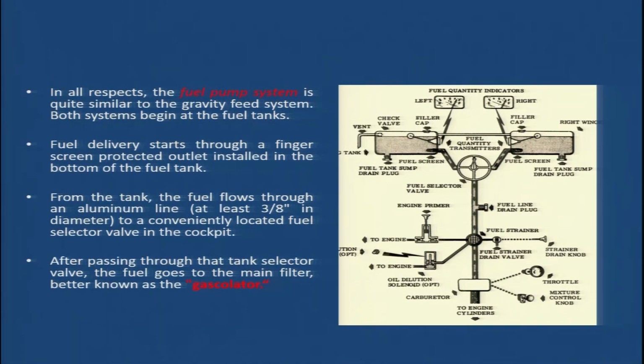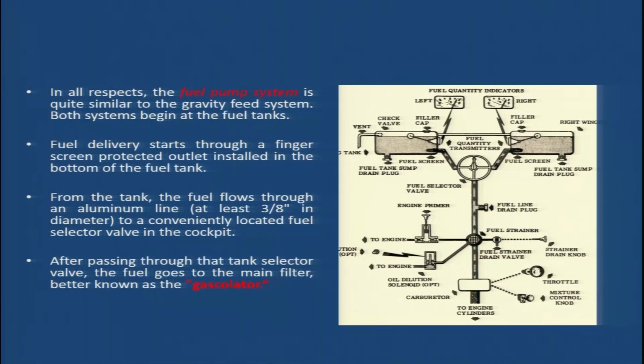Mainly all the systems have a fuel pump, and some aircraft have a gravity feed system. But in all respects, the fuel pump system is quite similar to the gravity feed system. Both systems begin at the fuel tanks. So whether it is a gravity feed system or a pump system, you have fuel tanks where the fuel is stored. Fuel delivery starts through a finger screen protected outlet installed in the bottom of the fuel tank.